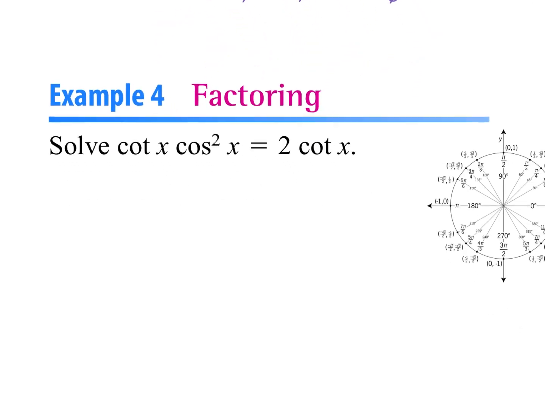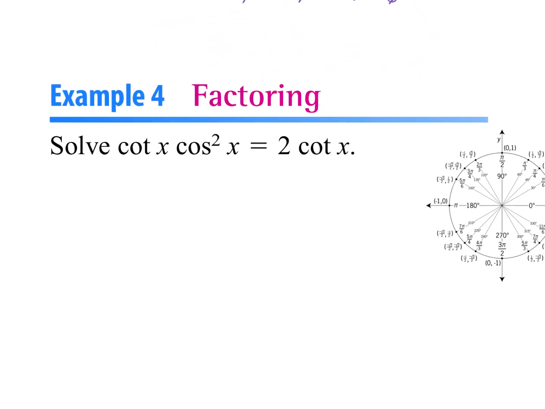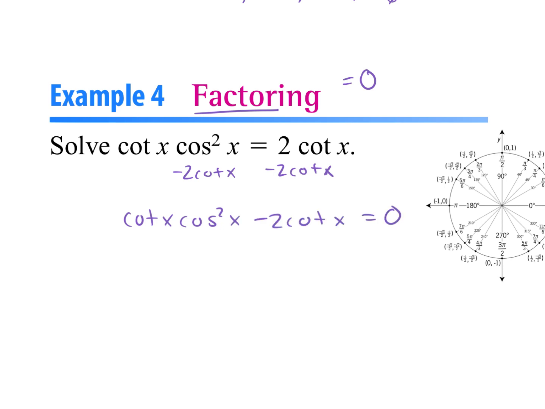All right, example 4. So here I have different trig functions. It kind of gives me a hint in the directions that I'm going to have to factor. So whenever I factor, I need it to be equal to 0. So I'm going to move that 2 cotangent to the other side, subtract it to the other side. So I have cotangent times cosine squared minus 2 cotangent is equal to 0.